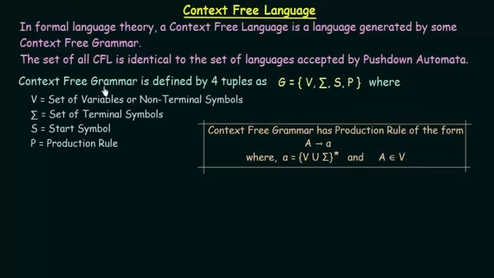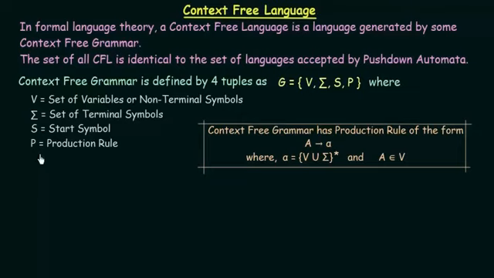A context-free grammar is defined by four tuples as G equal to (V, sigma, S, P). If you remember, even regular grammar was defined using four tuples, V, T, S and P, and context-free grammar is also defined using four tuples, which are V, sigma, S and P. The tuples mean the same as in the case of regular languages, where V is the set of variables or non-terminal symbols, sigma is the set of terminal symbols, S is the start symbol, and P is the set of production rules. So what is the difference between regular grammar and context-free grammar?